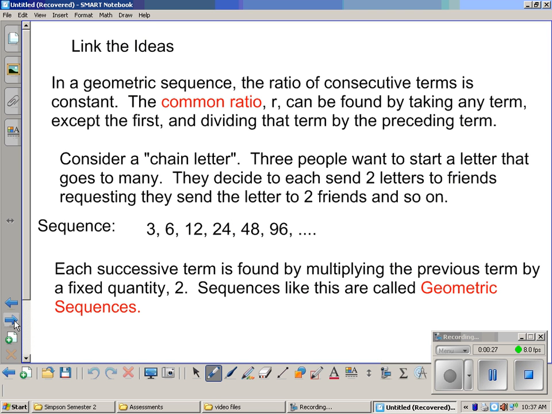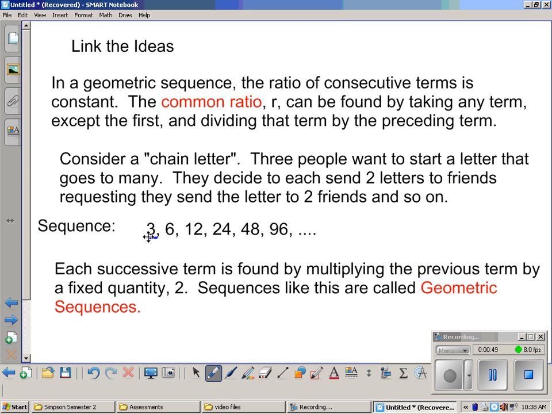The common ratio r can be found by taking any term except the first and dividing that term by the preceding term. So consider a chain letter. 3 people want to start a letter that goes to many. They decide to each send 2 letters to friends requesting they send the letter to 2 friends, and so on.